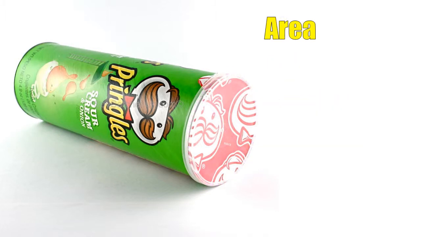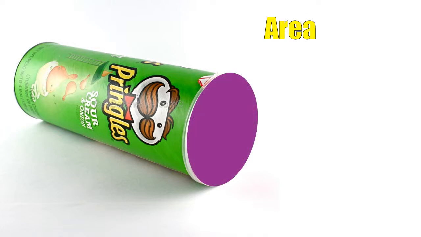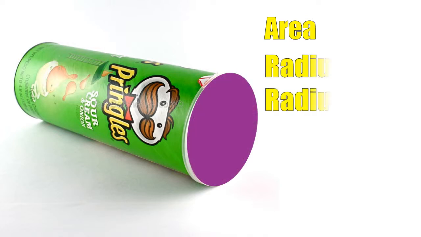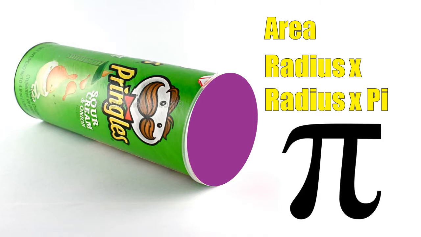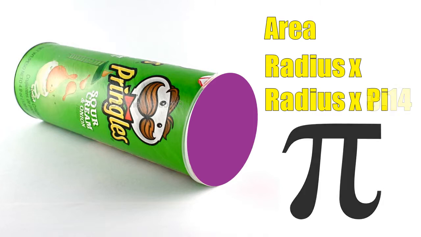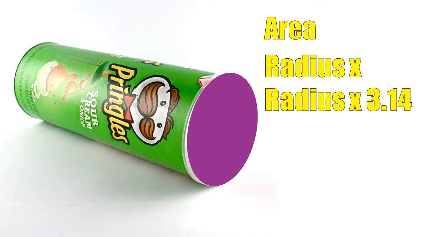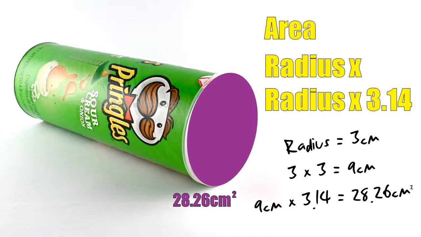Next up, you need to work out the area of the circle. You do this by multiplying that radius by the radius and then multiply the answer by pi. The pi button on a calculator is usually shown by this symbol, but if you can't find it, you can multiply by 3.14 to give you the rough answer, as pi is approximately 3.14 to 3 digits.